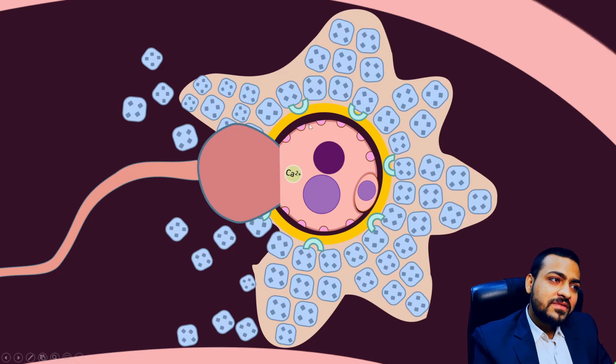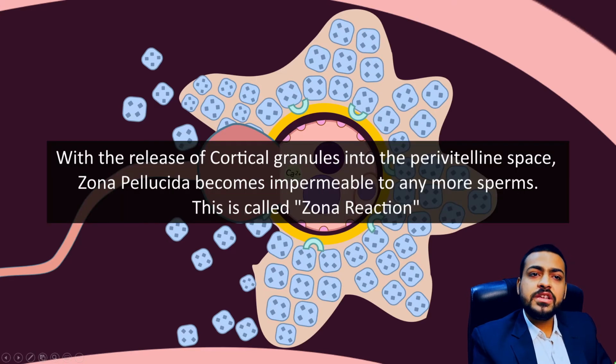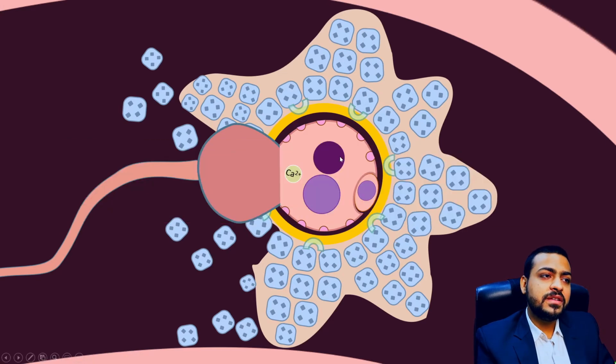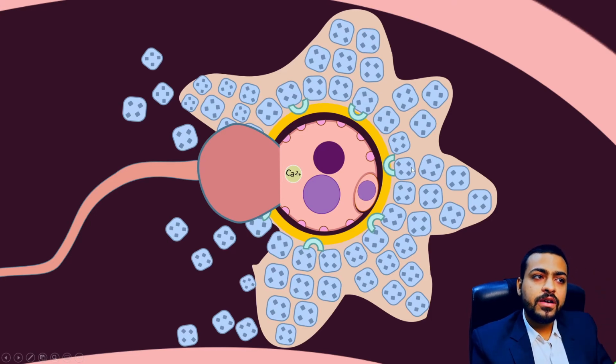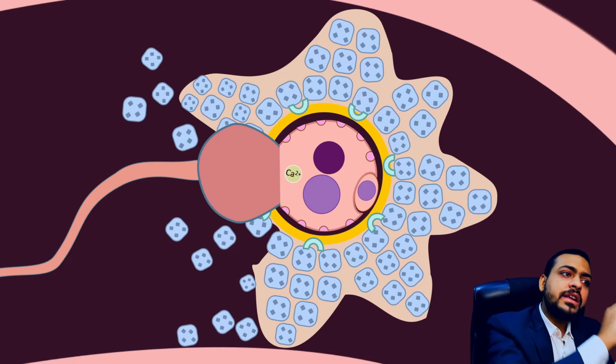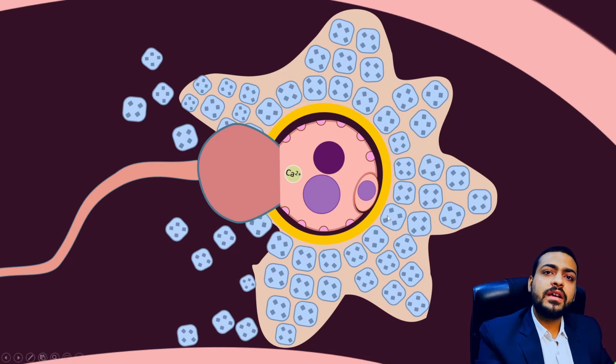Anyhow, the contents of these cortical granules are released into this perivitelline space, and what it does is that it digests away and removes these species-specific sperm receptors. Now what is the significance of removal of these receptors? It is just like the princess removing her "I am single" board. So any sperm which may still be attached to this receptor will immediately fall off, and no more sperm can come and bind and enter.